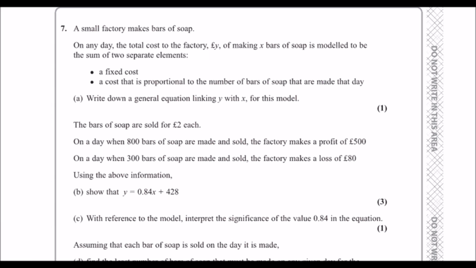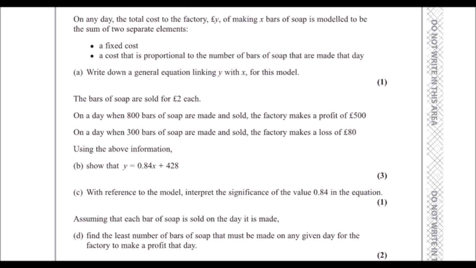Question 7. A small factory makes bars of soap. On any day, the total cost to the factory, Y pounds, of making X bars of soap is modelled to be the sum of two separate elements. We've got a fixed cost and a cost proportional to the number of bars made. Write down a general equation linking Y and X for this model.